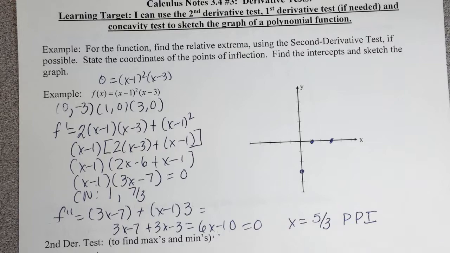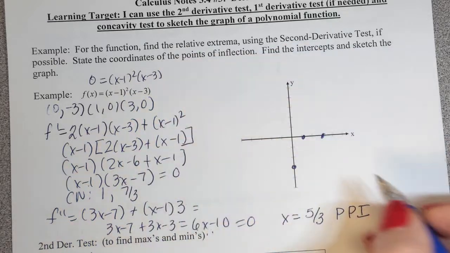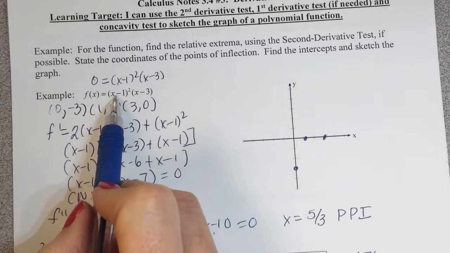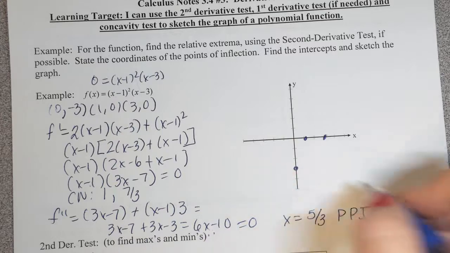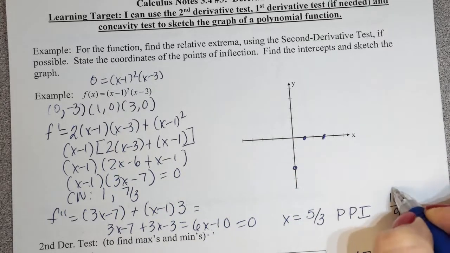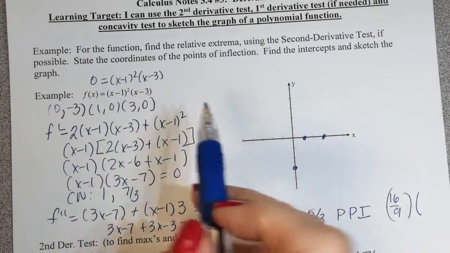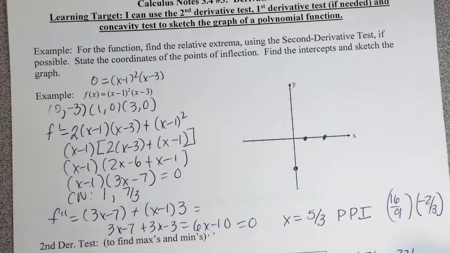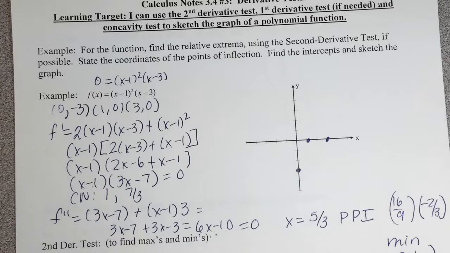All right, so I might as well find out what these exact points are. If I plug 1 in, I know I get 0. I might as well plug in 7/3. So 7/3 minus 1, that's 7/3 minus 3/3, that's 4/3. If I square 4/3, that's 16/9. And then plugging 7/3 in here, 7/3 minus 9/3 is going to be -2/3. And so that's going to give me -32/27. Okay, so that's going to be a minimum. And then I know I have a max at (1, 0).